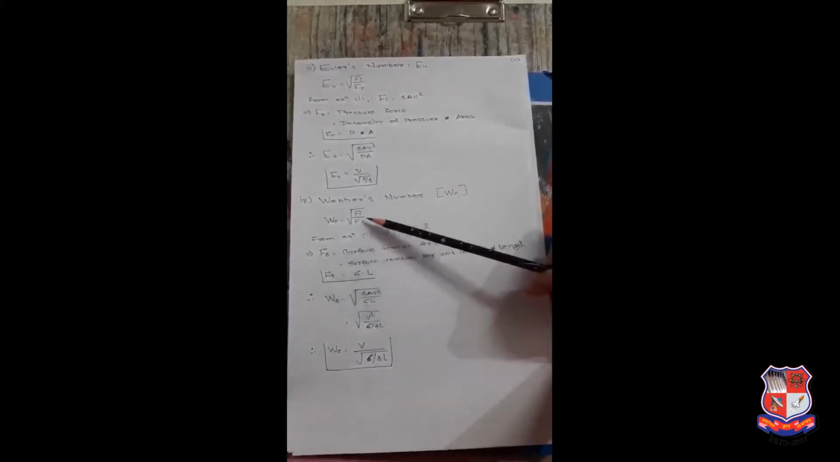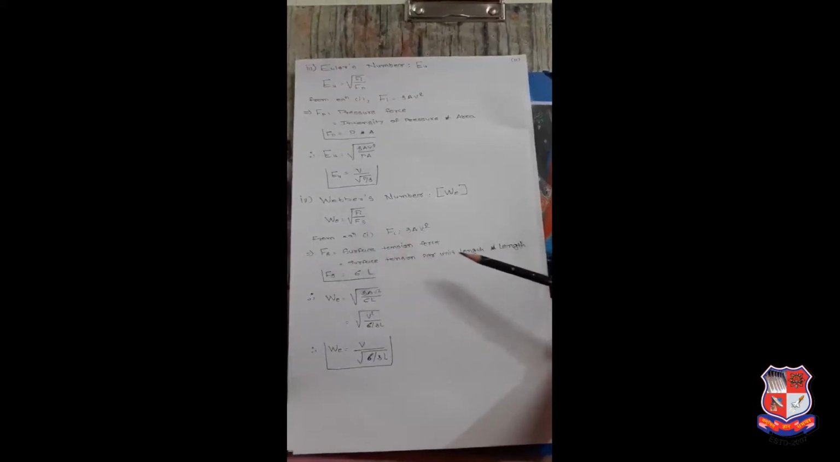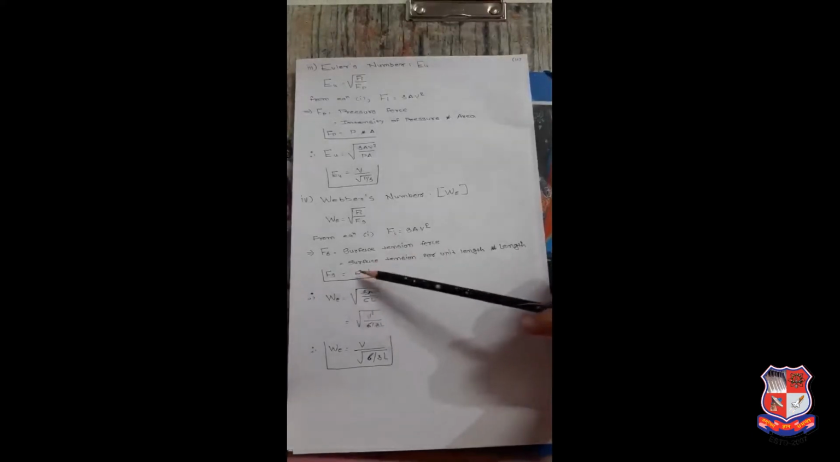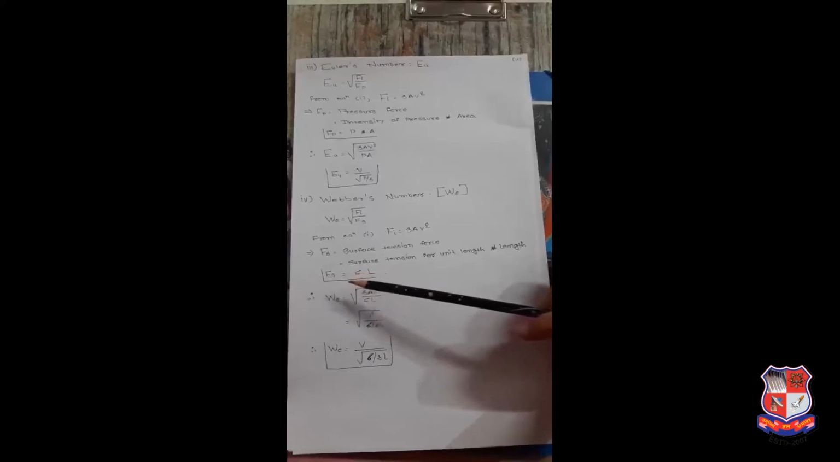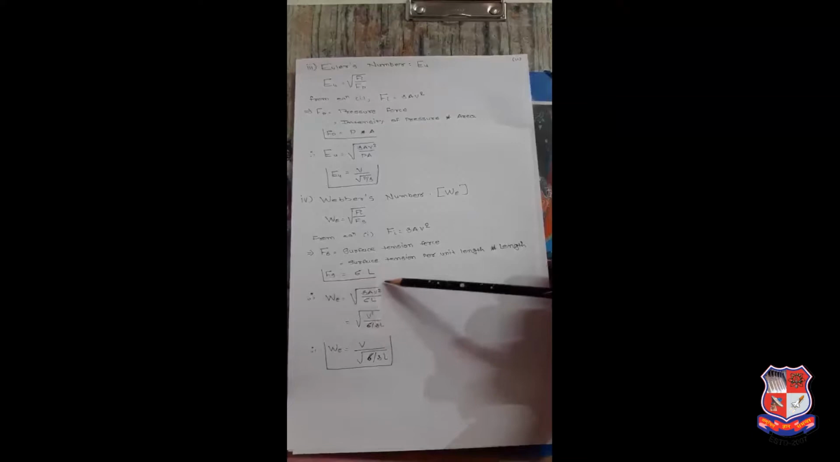Next is Weber number, which is denoted by We. It is the square root of the ratio of inertia force and surface tension force. Surface tension force is equal to surface tension per unit length into length. Surface tension is denoted by sigma. So Fs is equal to sigma into L. So finally we get the equation of Weber number. We is equal to V divided by square root of sigma divided by rho L. Right?